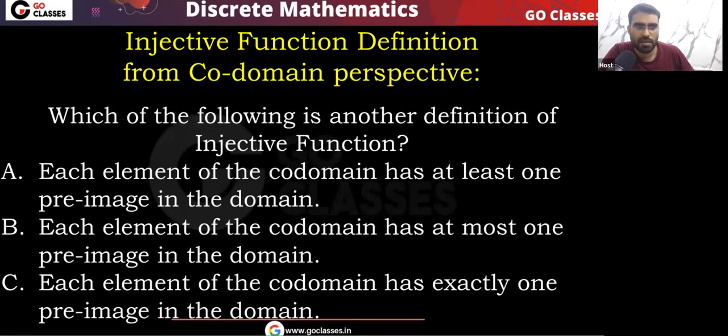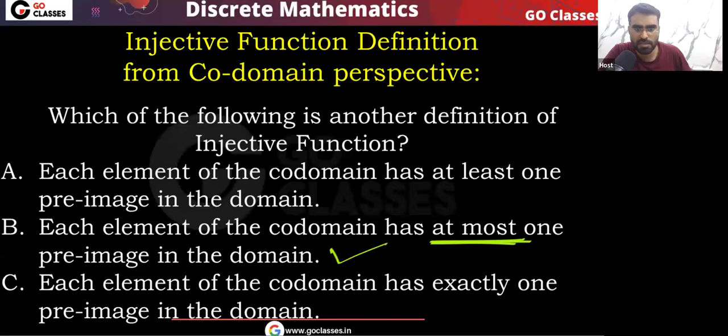Very simple. Every element of codomain must have how many pre-images? Must have at most one pre-image. Yes or no? So for this question, the answer will be option B.